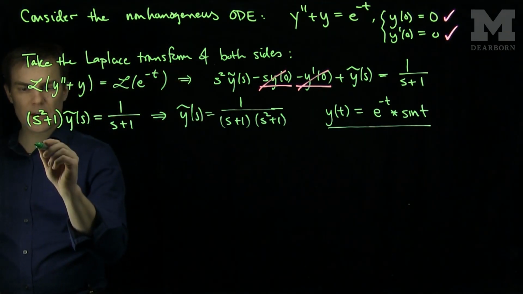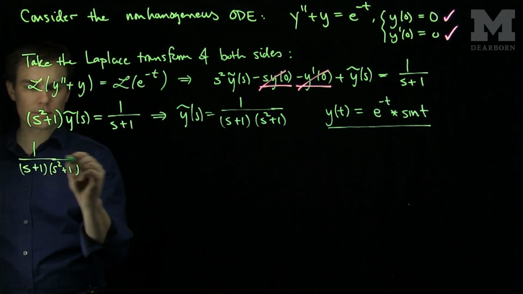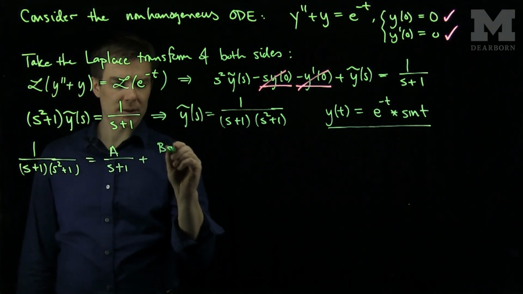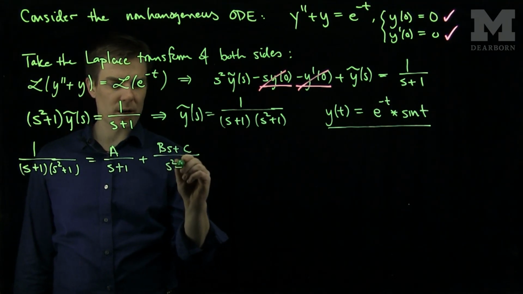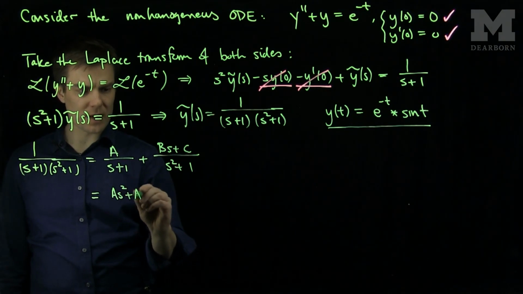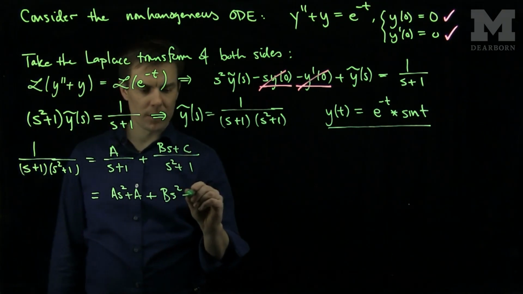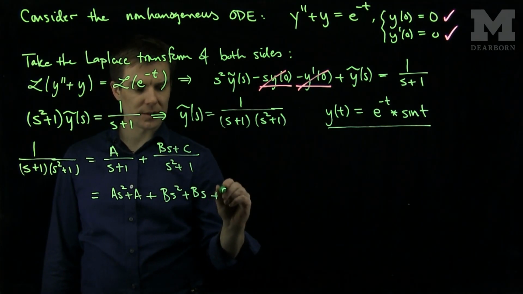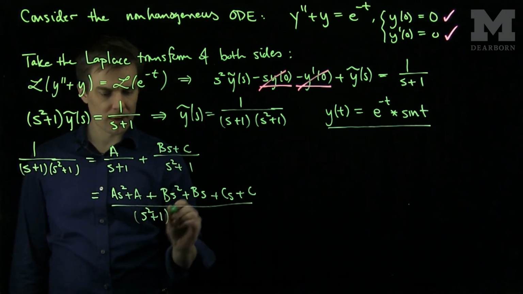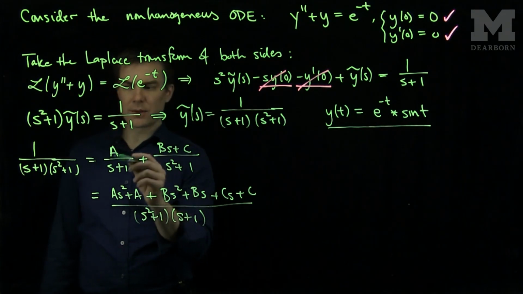If we do it by partial fractions, I will write 1 over s plus 1 times s squared plus 1 as a over s plus 1 plus bs plus c over s squared plus 1, which we can simplify to a s squared plus a plus b s squared plus bs plus cs plus c over s squared plus 1 times s plus 1. So from this we see that a plus b is the coefficient of s squared.